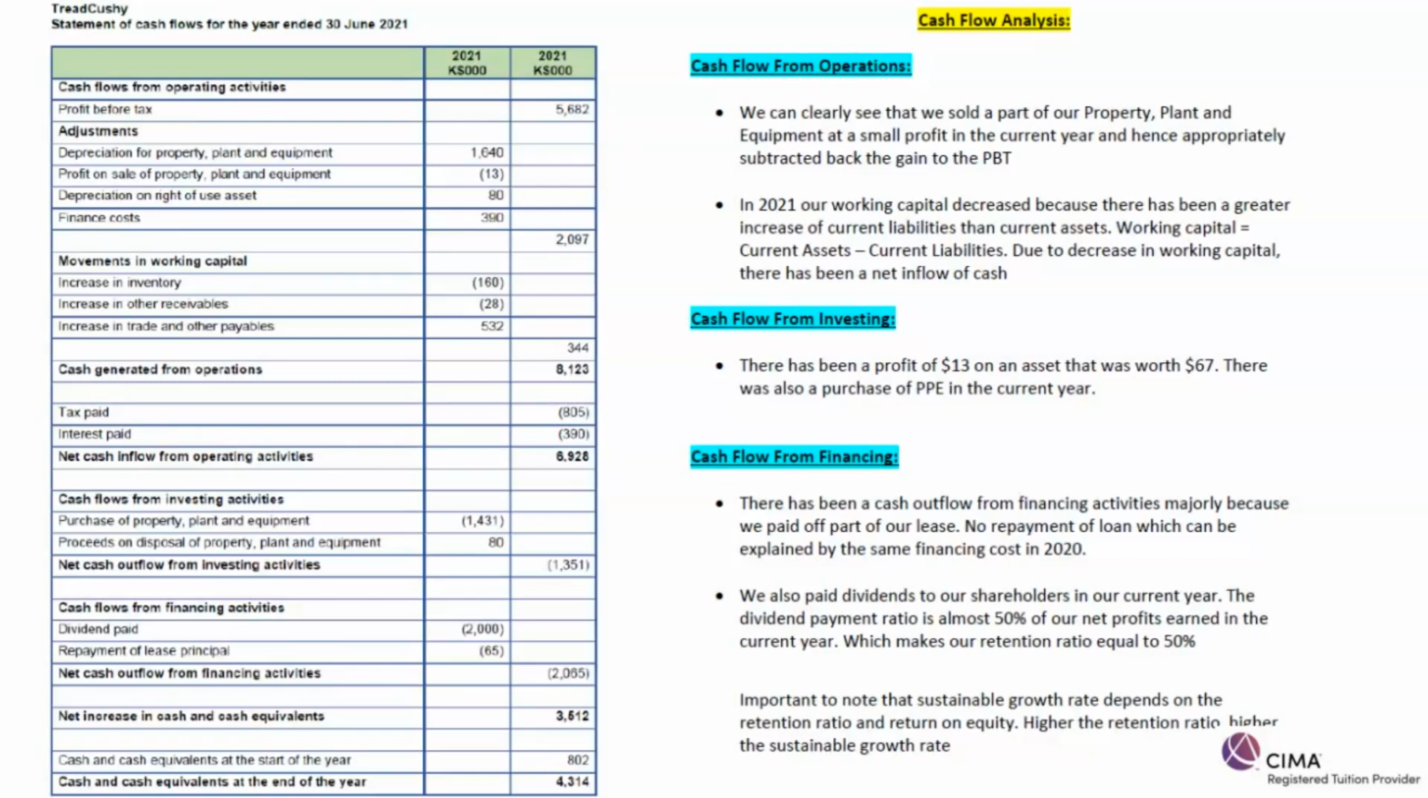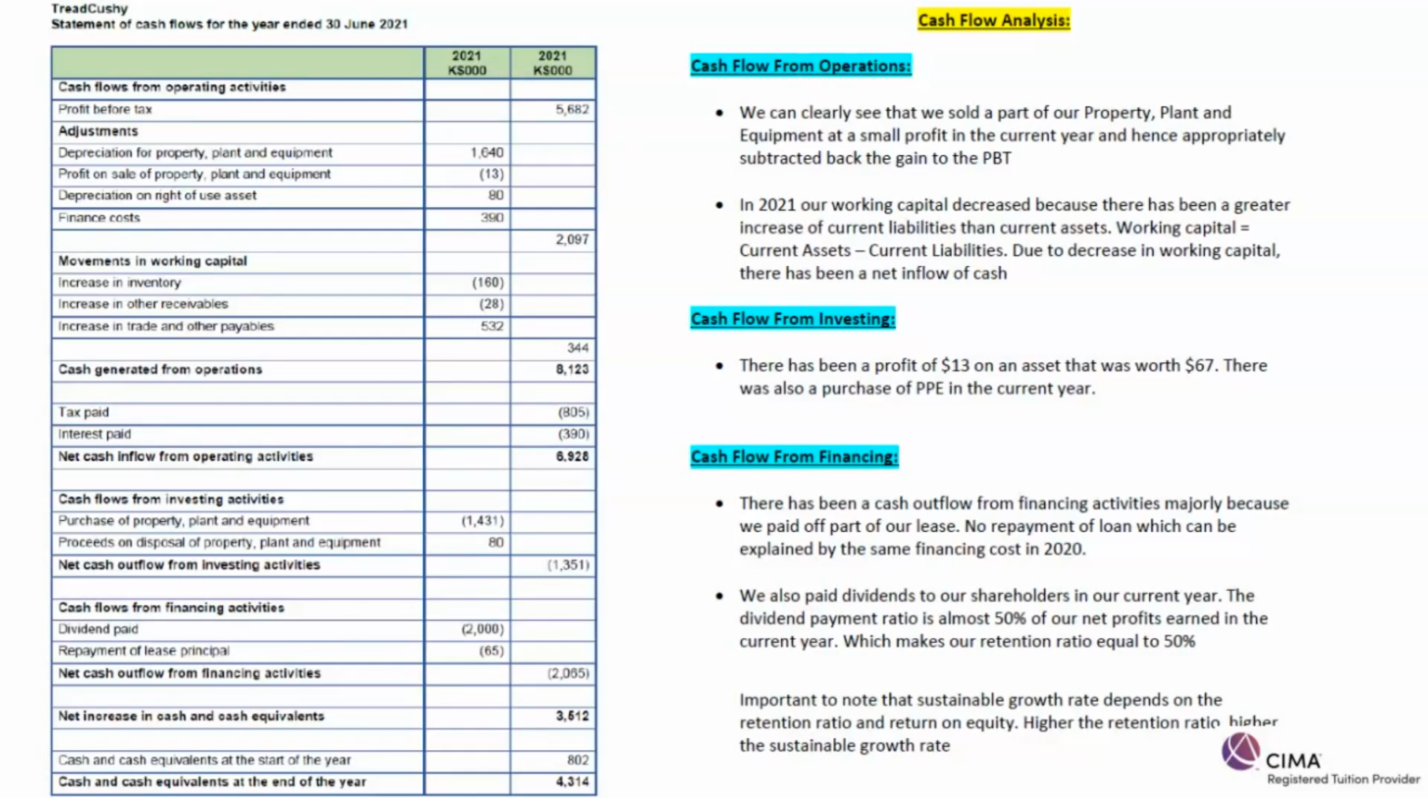How did I calculate it? If you can see, proceeds on disposal were 80, which means when I sold the asset, I got $80,000. Out of that, profit was 13,000. So the value of the asset at the end of the day was 67,000. Just making a small analysis for you. That's the only entry in cash flow for investing.